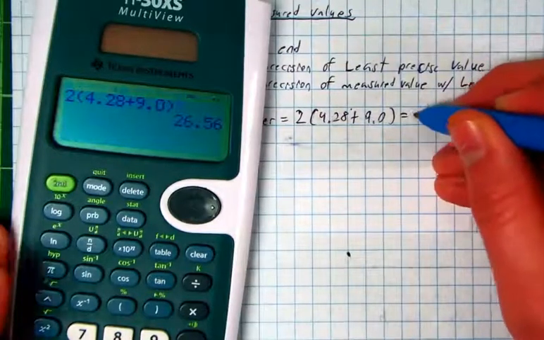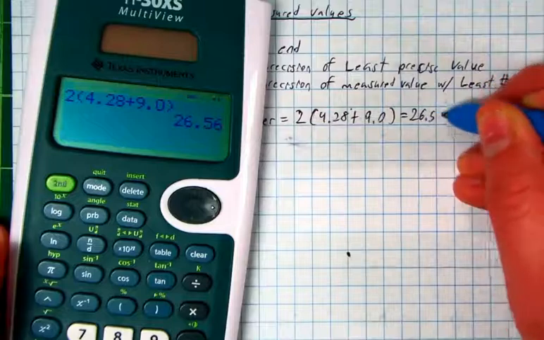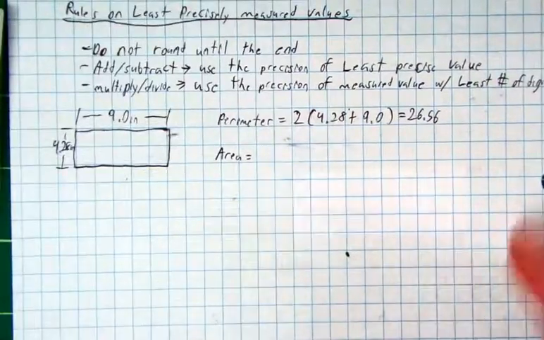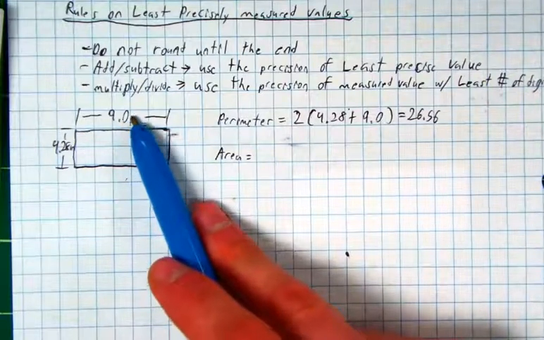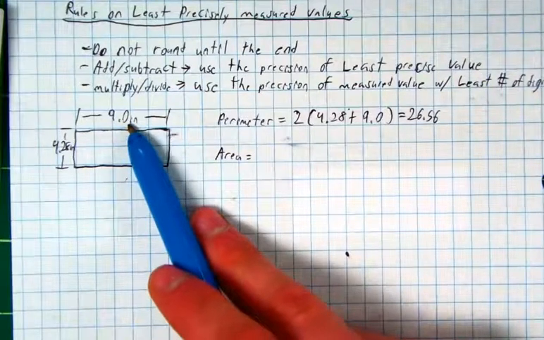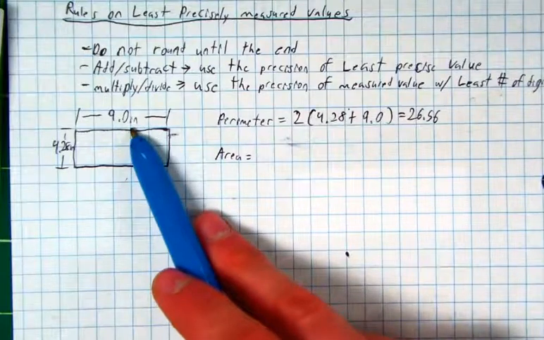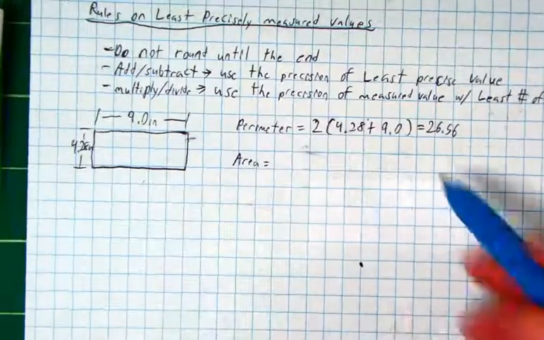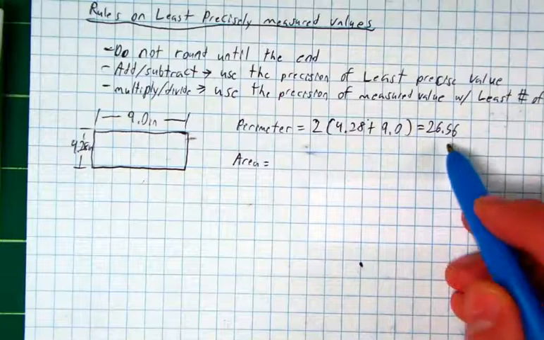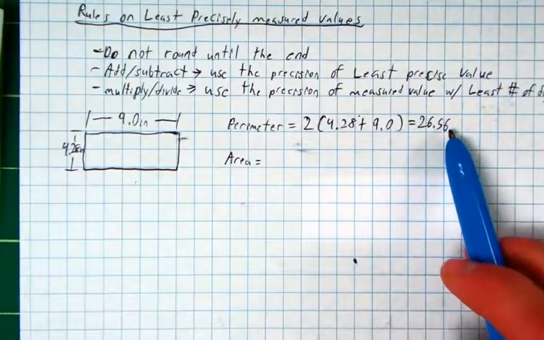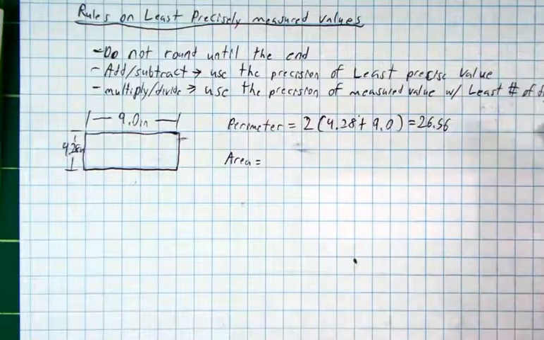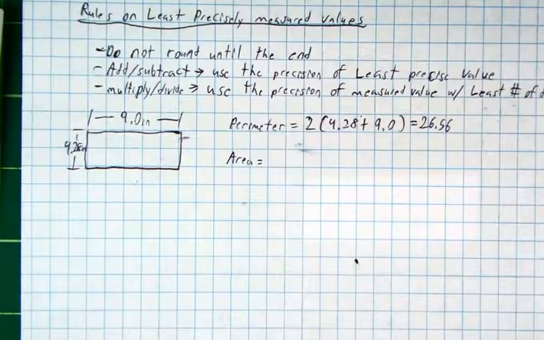And we get exactly 26.56. Here's the deal. That could be 9.04. It could be as big as that. It could be as small as 8.96. And we'd round that to 9.0. It could be anywhere between those values. So how certain are we of that fourth digit? We're not. At all. So what will we round to?